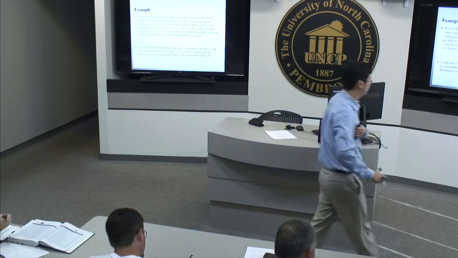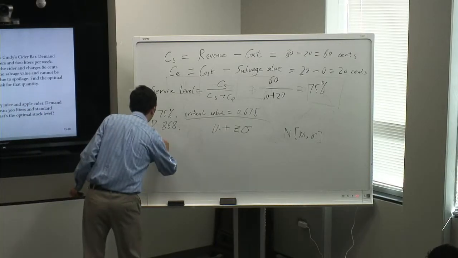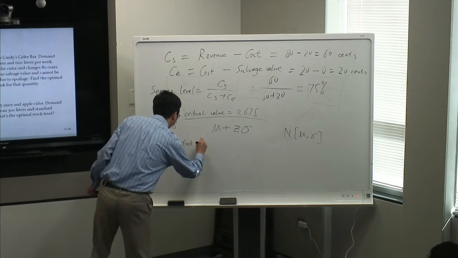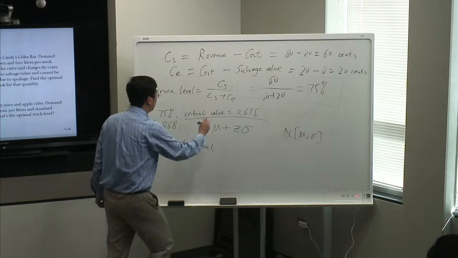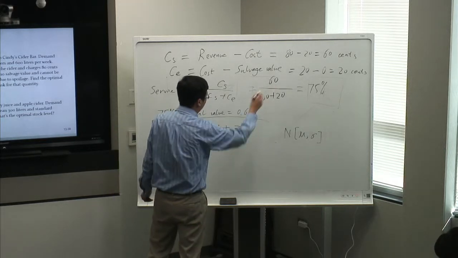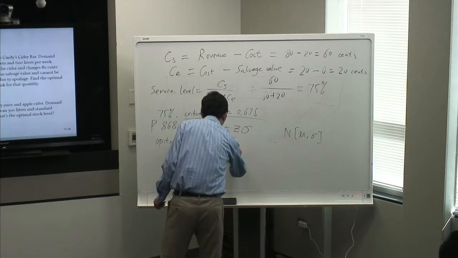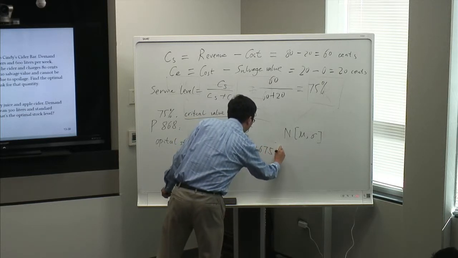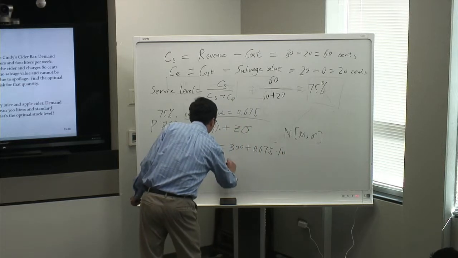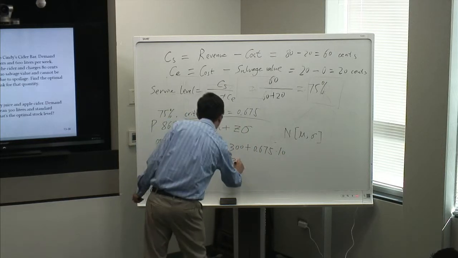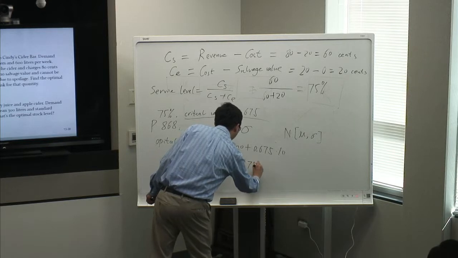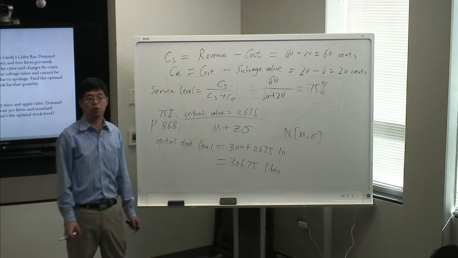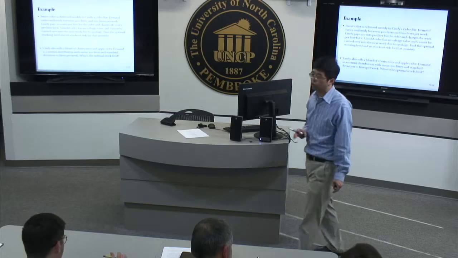Anybody guess the result? I got 306.75. Very good. So the optimal stock level, after we get the critical value 0.675 with the optimal service level of 75%, is mu, 300, plus 0.675 times 10. So you get 306.75 liters. That is your optimal stock level given the normal distribution.